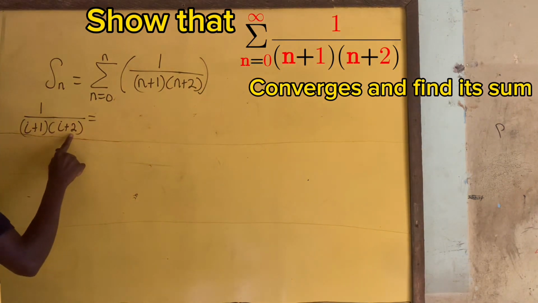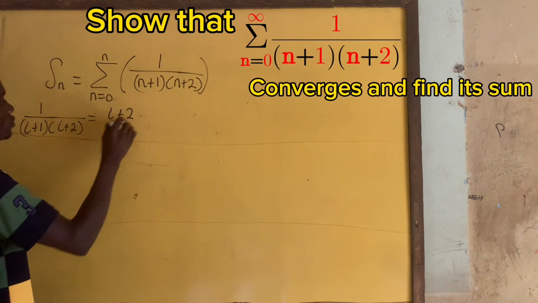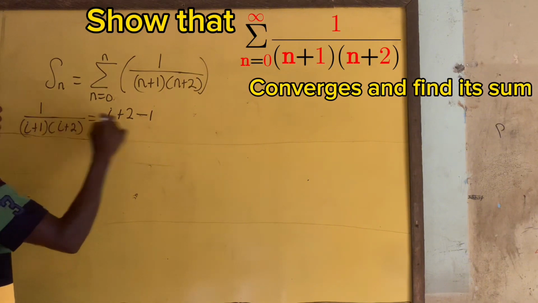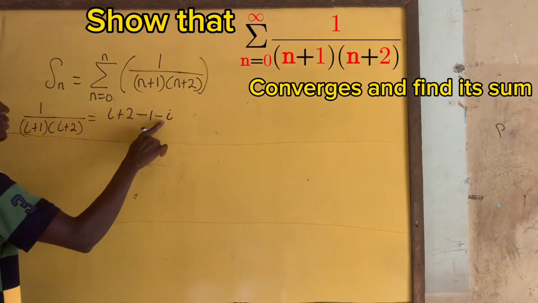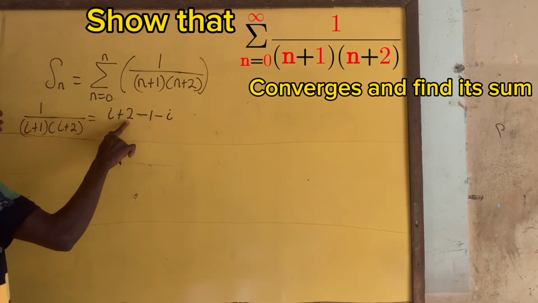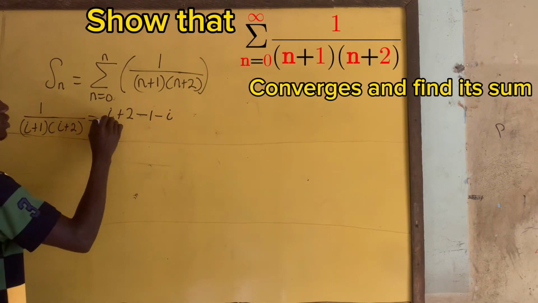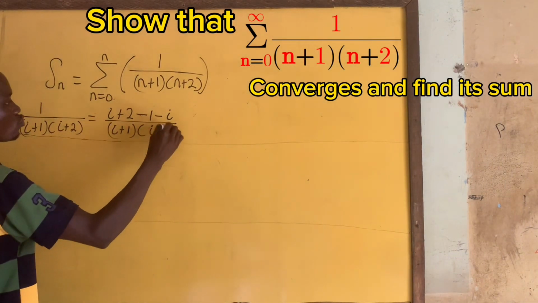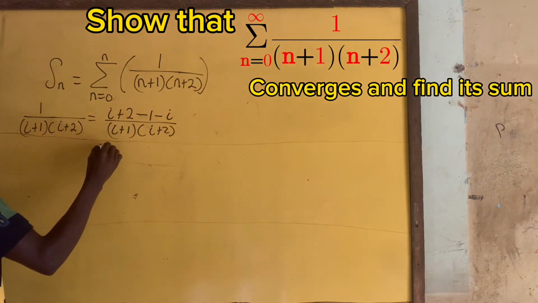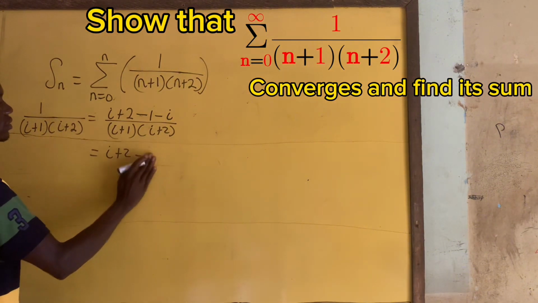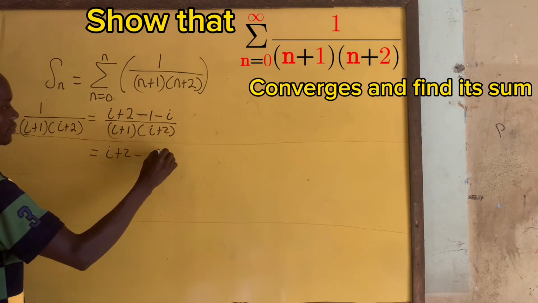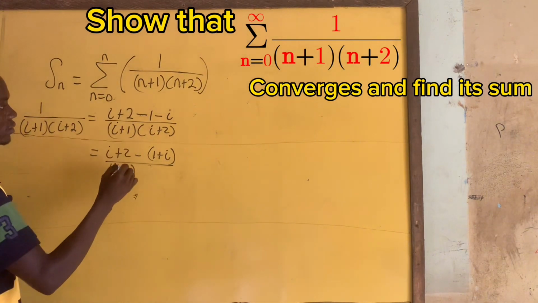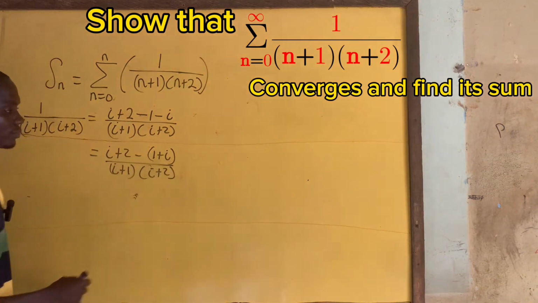Okay, I have I+2 here. So I take I+2. If I subtract 1 from this, I'll get the 1 here. And if I subtract I from this, it will give me 0, and 1 from this gives me this 1. So, all divided by (I+1) times (I+2). So this gives (I+2) minus (1+I), all divided by (I+1) times (I+2). Nice.